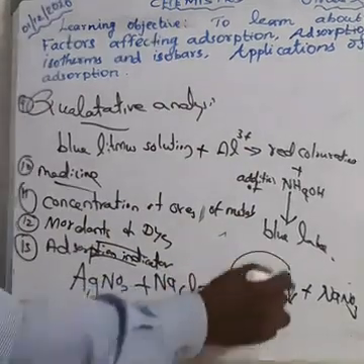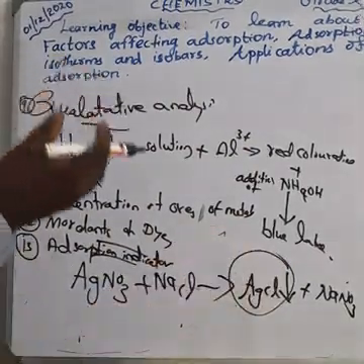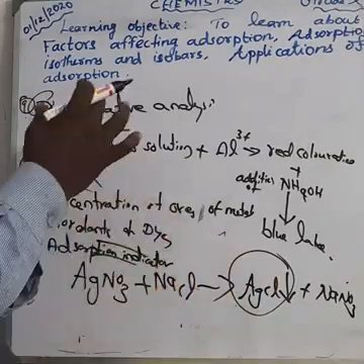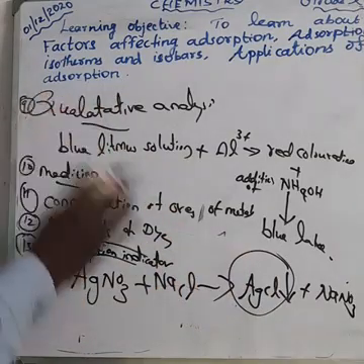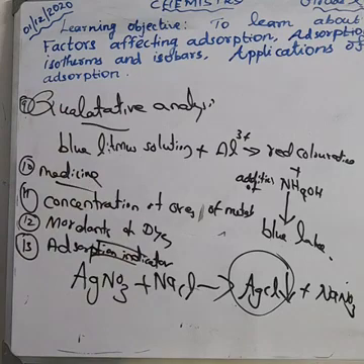Here, this precipitate, don't forget that. It is used to indicate the end point of the titration. Anyhow, this is also based on adsorption. So I think these are the 13 points.